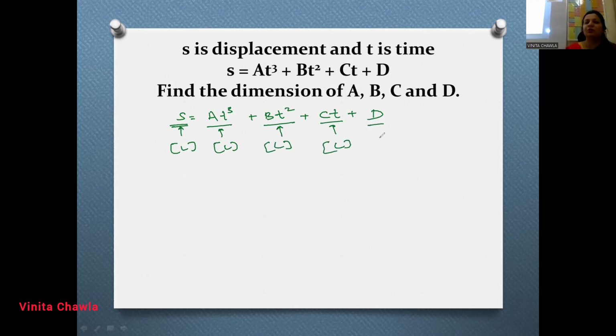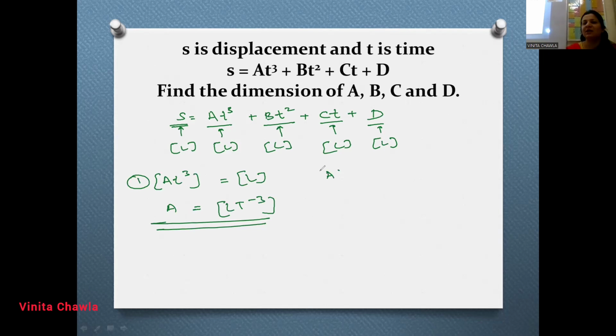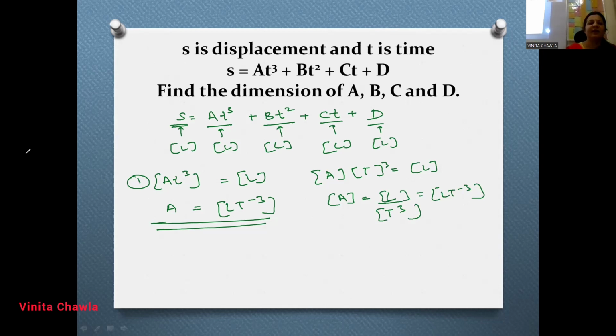Dimensionally जो सेम होते हैं, dimensionally जो equal होते हैं, उन्हीं को ये add subtract कर सकते हैं. So dimension of AT cube is L. Dimension of A will be L upon T cube, because T is time, so it is LT minus 3. Easy. In the same way we can find the dimension of B, C and D. करो. BT square is L. BT square has the dimension of displacement because only dimensionally equal quantities can be added or subtracted.